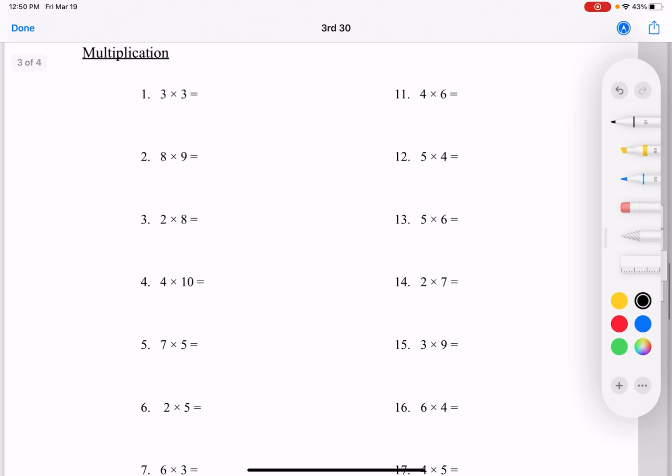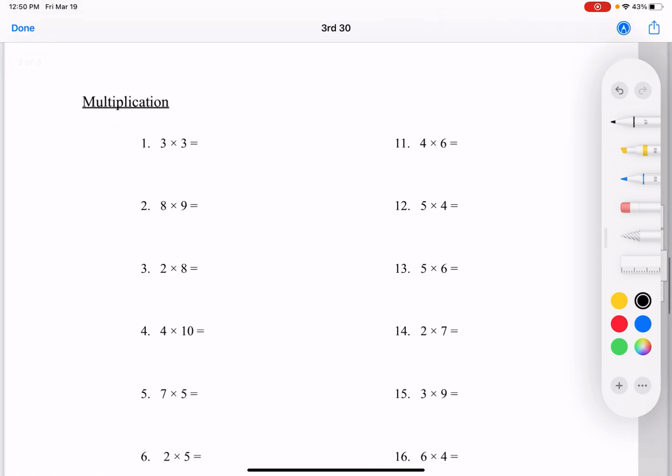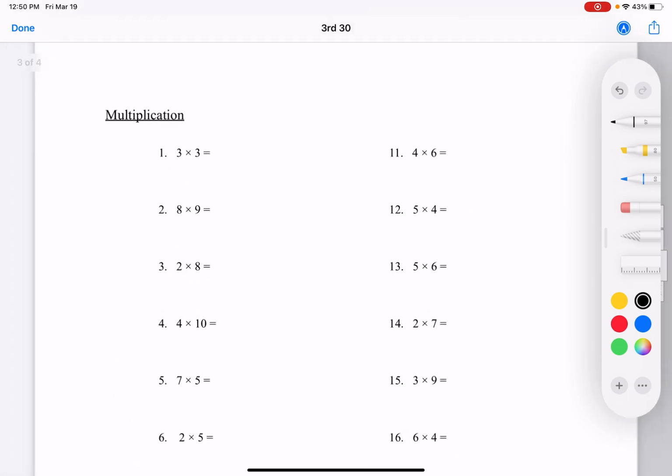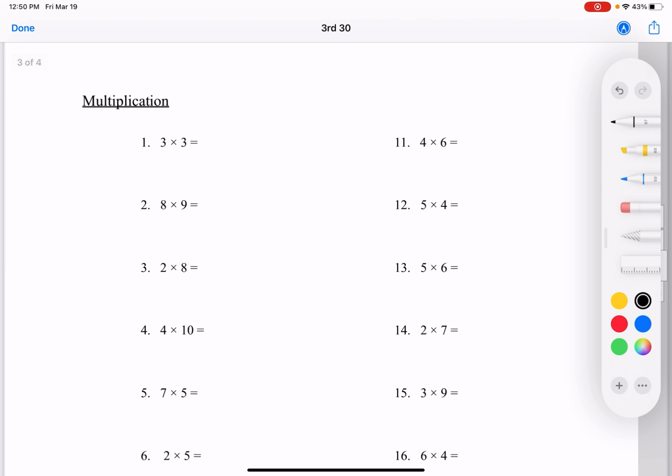Okay, next we have multiplication. Hopefully you have all of them memorized. If you don't, you can draw it out for this one too. So 3 times 3 is basically saying there are 3 groups of 3. So 1, 2, 3, that's 1 group, 1, 2, 3, 2 groups, and 1, 2, 3, 3 groups. Now we have 3 groups of 3, and we just count all the small circles: 1, 2, 3, 4, 5, 6, 7, 8, 9. So 3 times 3 is 9.